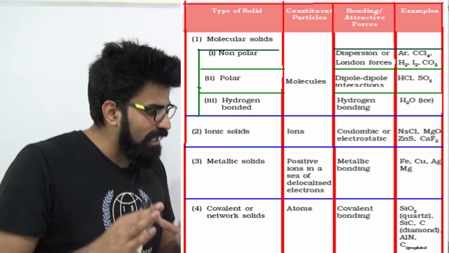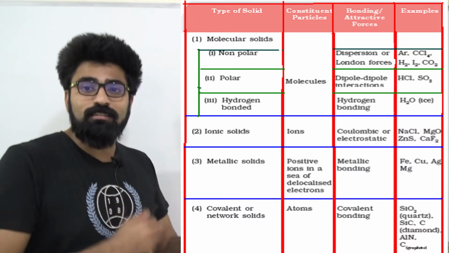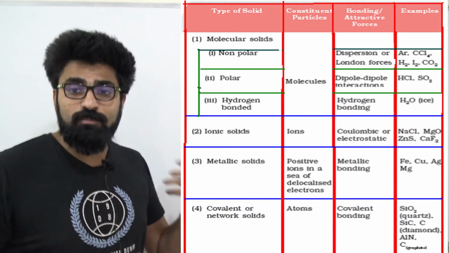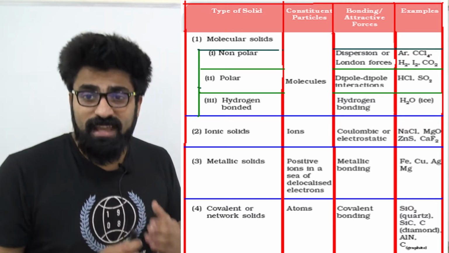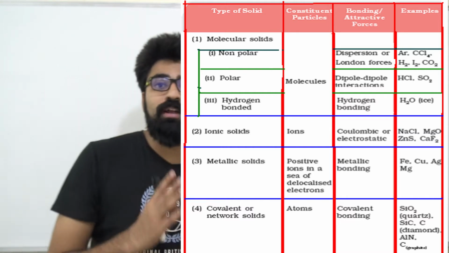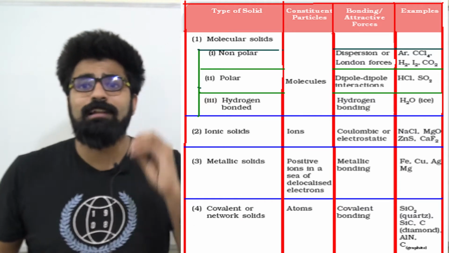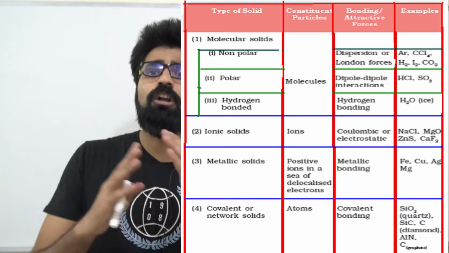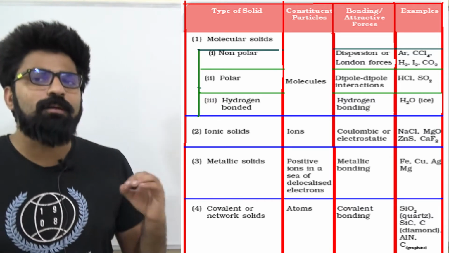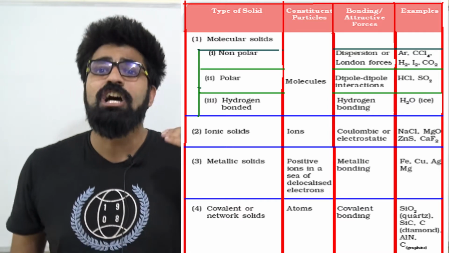The second type of crystalline solid is ionic solid. The third type of crystalline solid is metallic solid, and the fourth type is covalent solid. So one by one we are going to discuss all of these solids, right? The first solid that I'm going to discuss with you is ionic solid. What kind of solid? Ionic solid.